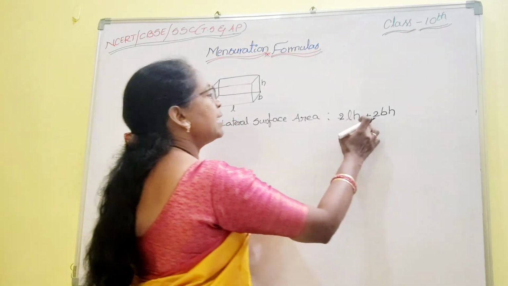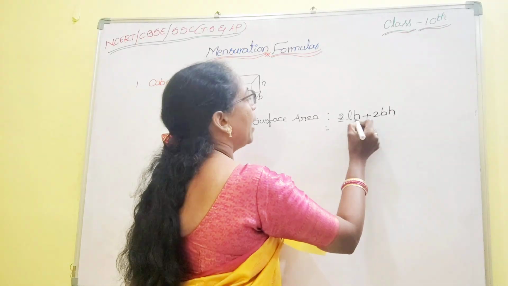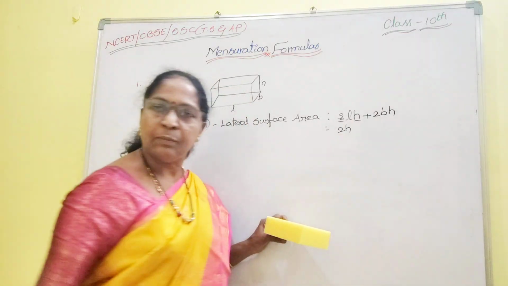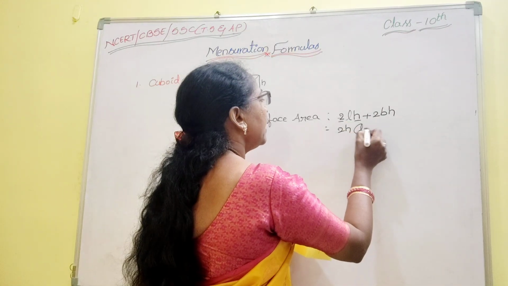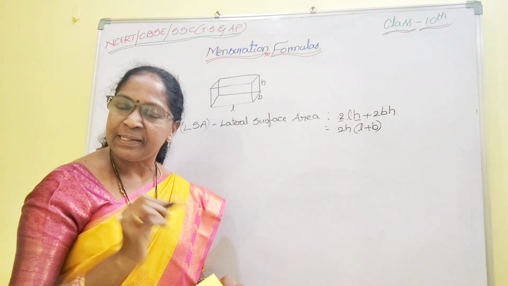So 2LH plus 2BH. In both the terms, 2 and H you can take as common. Why? Because 2H is there in both the terms. So you can take 2H as a common factor. The remaining terms are L and B. So 2H into L plus B is the formula.